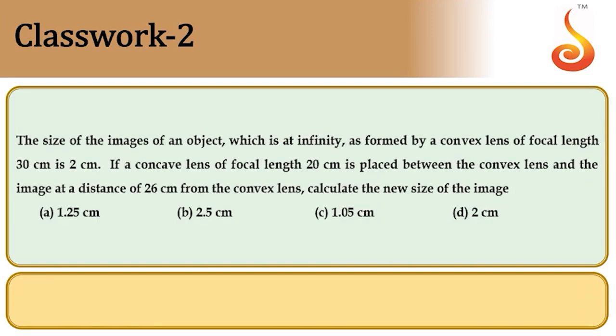The size of the image of an object which is at infinity as found by a convex lens of focal length 30 cm is 2 cm. If a concave lens of focal length 20 cm is placed between the convex lens and the image at a distance of 26 cm from the convex lens, calculate the new size of the image. Okay, let's show the construction.